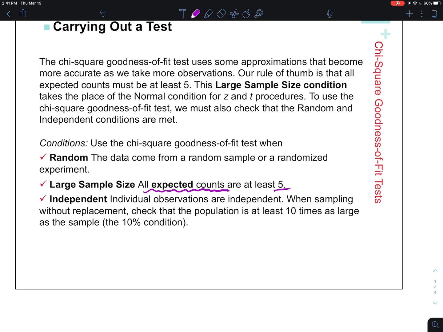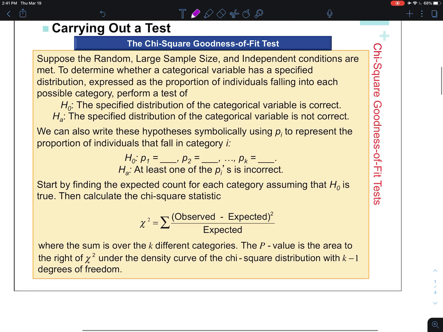The independence check is that if we're sampling again without replacement, that it's our 10% rule. So this is for an SRS. We want to make sure that the 10% rule is met. And then otherwise, that it's a random sample or randomized experiment, random assignment. So those conditions are what allow us to carry out the test.